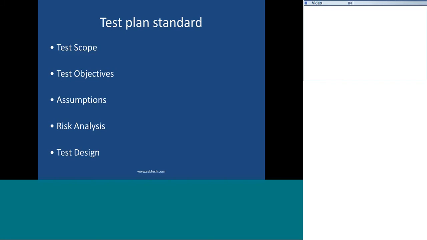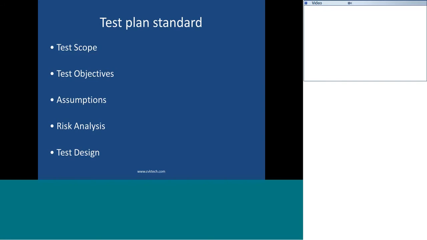So all these assumptions will be listed here, and one major assumption is that the development team will provide us the product in time. You will see this assumption in almost every test plan document. Unless they provide us the coded application, we cannot start testing. So we assume that they will provide the application within the time. So that is one of the assumptions.